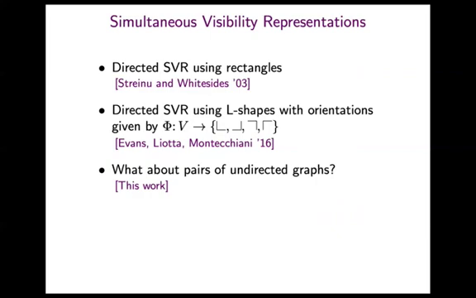In both of these cases, the authors found polynomial time algorithms to determine whether a pair of directed graphs has a simultaneous visibility representation. However, the question of whether such an algorithm exists for a pair of undirected graphs remains an open problem, and this will be the focus of our talk today.